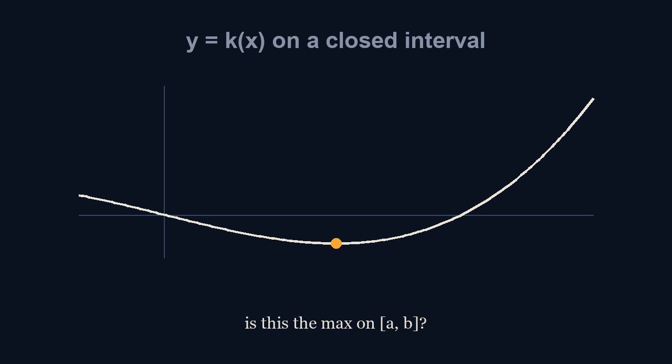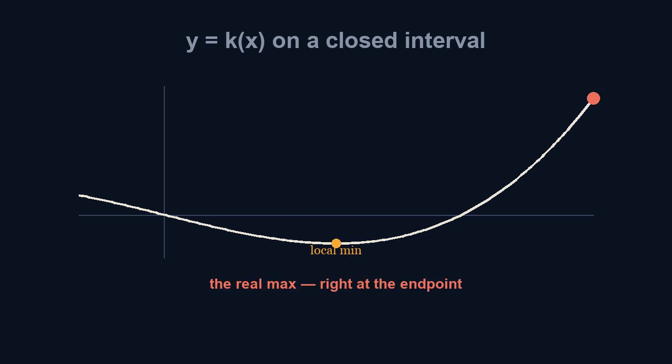Say you're maximizing something on a closed interval. You take the derivative, set it to 0, and find one stationary point. Are you done? Is that automatically the biggest value on the whole domain? Not necessarily. This stationary point is actually a local minimum. The real maximum on this domain is sitting all the way out at the right edge, a point where the derivative isn't even 0. On a closed domain, always check the endpoints too, not just where the derivative vanishes.